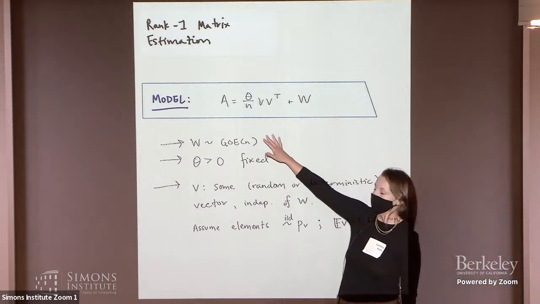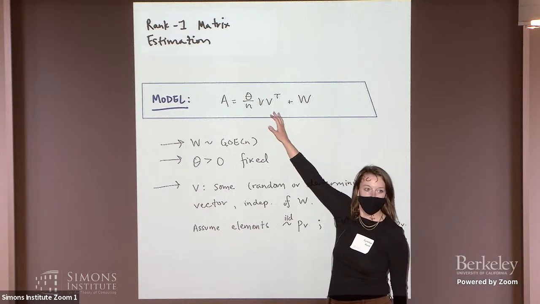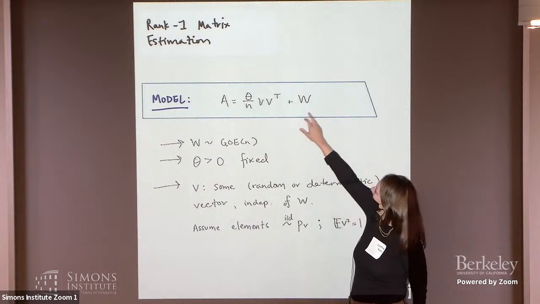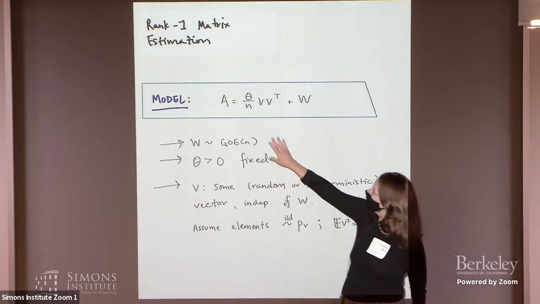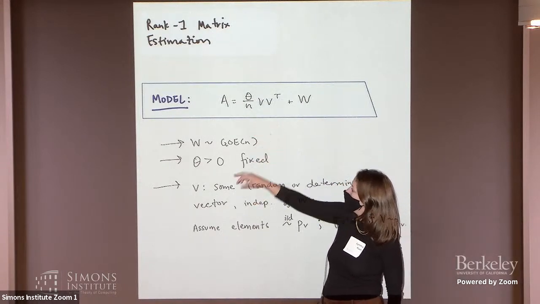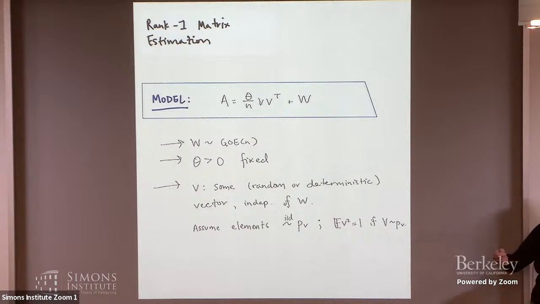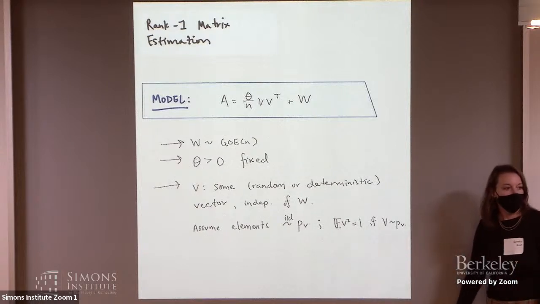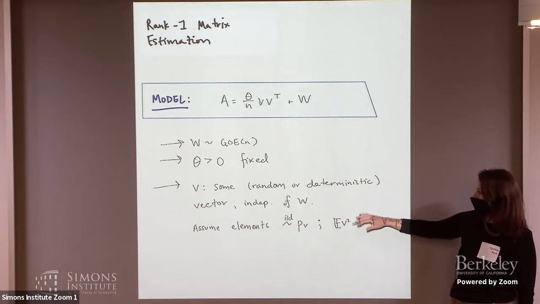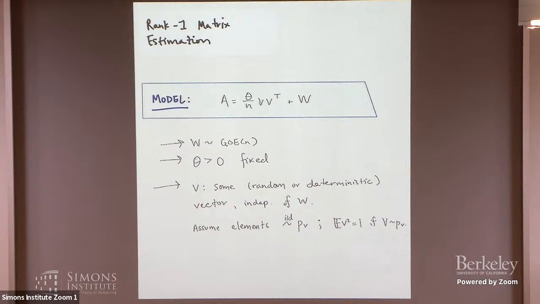So I have some data matrix A that I'm modeling as the sum of a rank 1 piece determined by some signal vector V and a GOE matrix. Here W is my GOE matrix as before. My signal is defined by my parameter theta, which just determines the signal to noise ratio in the problem. And also my vector V, which I'm thinking is some random or deterministic vector that's going to be independent of W. That's actually the signal giving the rank 1 piece in my rank 1 matrix estimation problem.